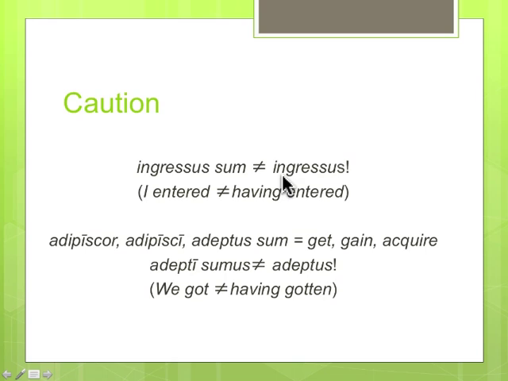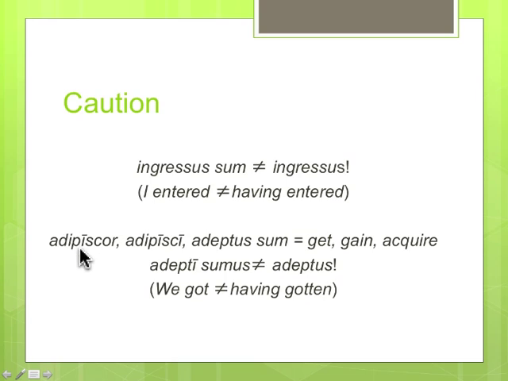If they have a form of the verb to be with them, then they are complete verb forms. They're full verbs that can be the main verb of a sentence. But if they do not have a form of the word sum, they are not complete verbs. They cannot on their own form the main verb of a sentence.